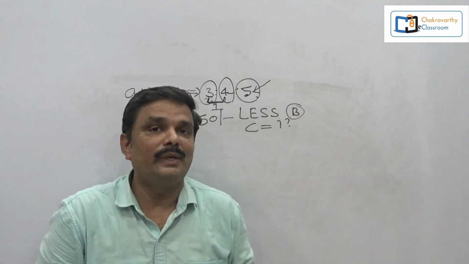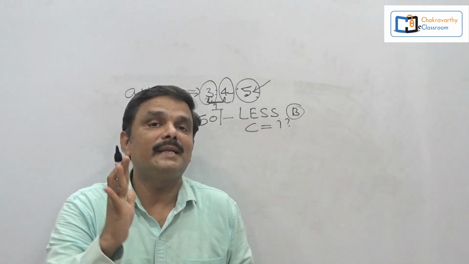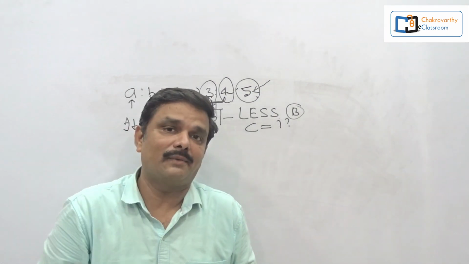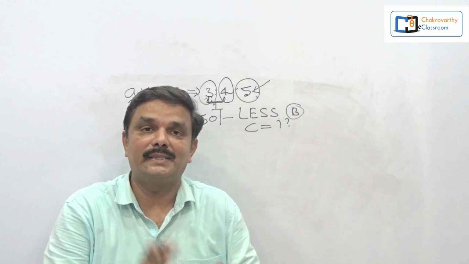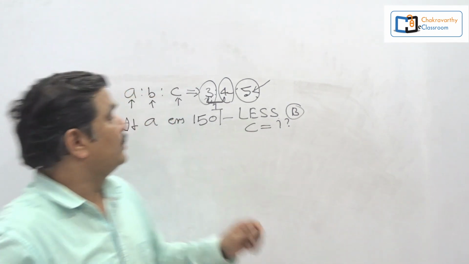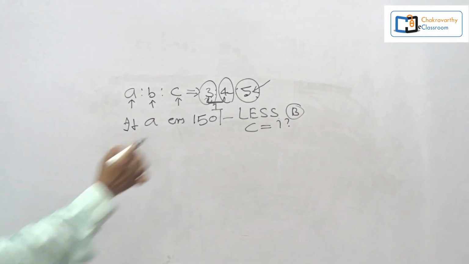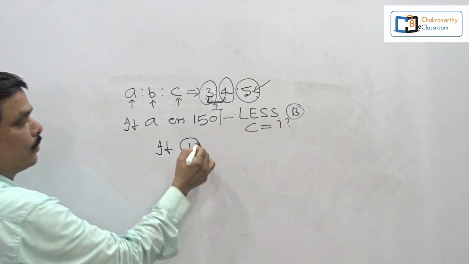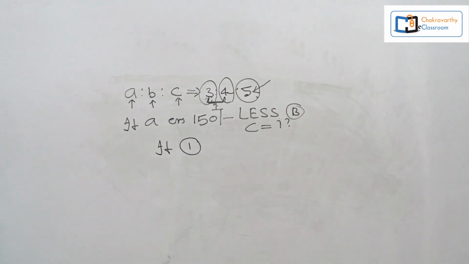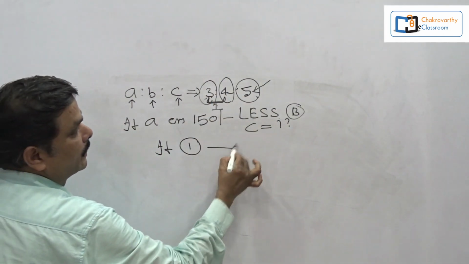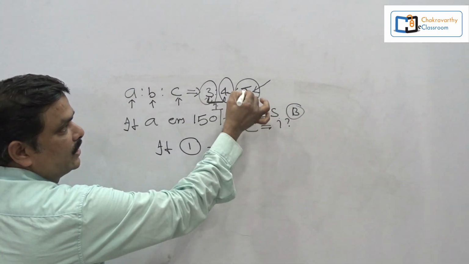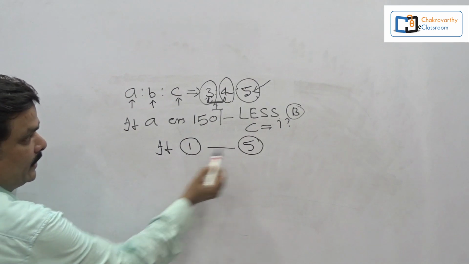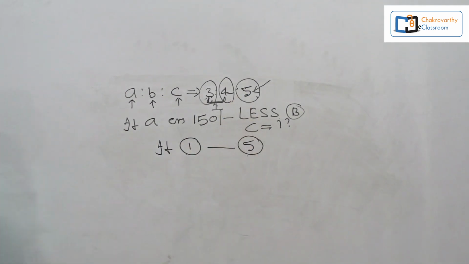Now we are using the unitary method. To know what is the unitary method, please watch my percentages chapter on YouTube. I kept it free. Percentages 1, 2, 3, 4, 5 parts I have kept. Go through all 5 parts, you will understand what the unitary method is. Now we are going to use that unitary method. The difference is 1. So if the difference is 1 rupee between A and B, what is the share of C? Share of C is 5 rupees.